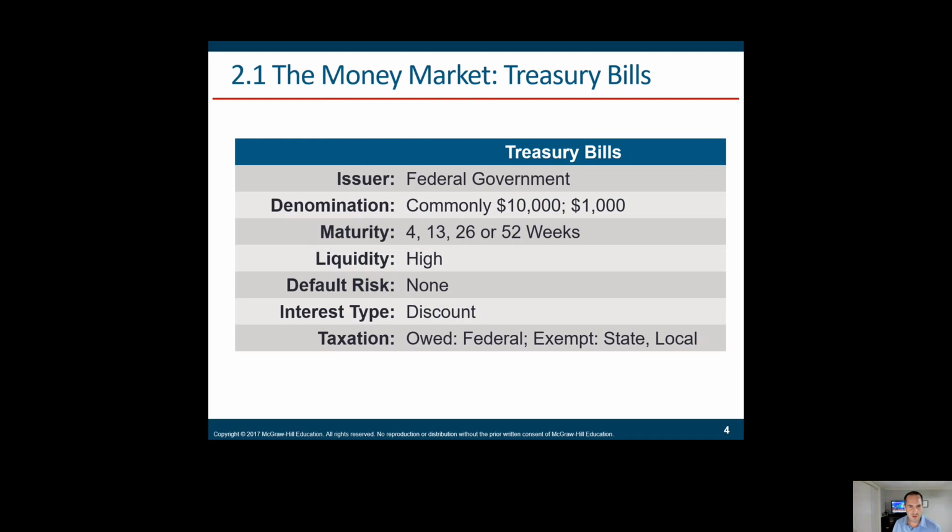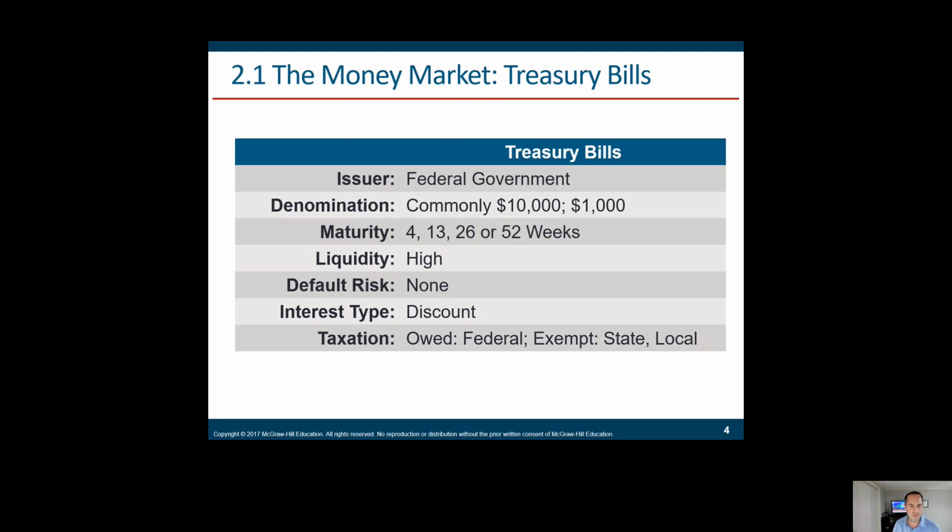Just an example of what a treasury bill would look like. Commonly comes in $10,000 and $1,000 increments, and they mature over a very short period of time, 4, 13, 26, or 52 weeks. A bond will mature over 1 year to 30 years.